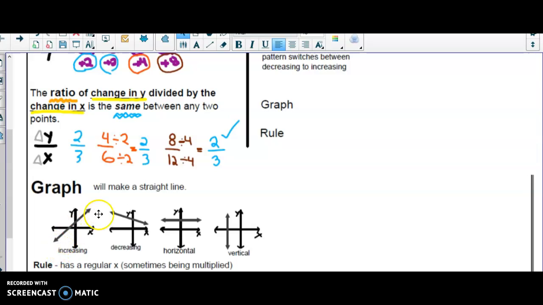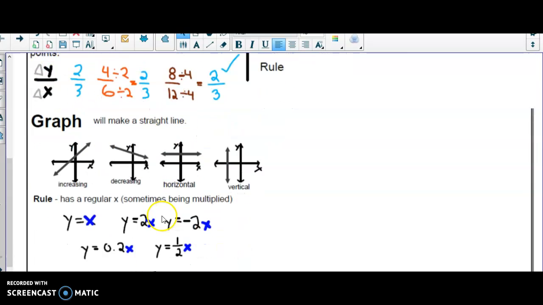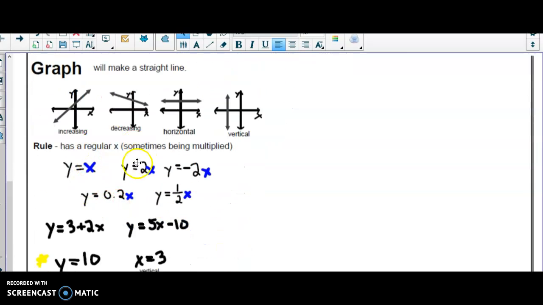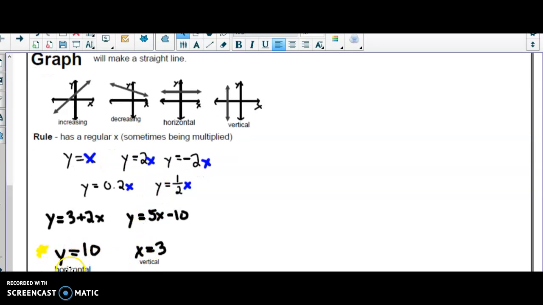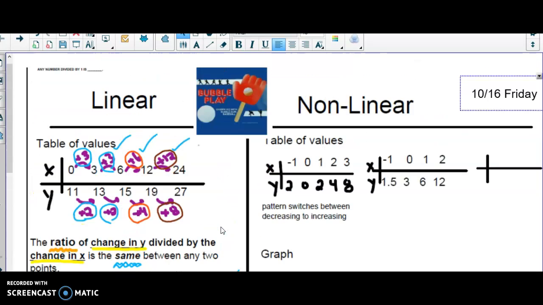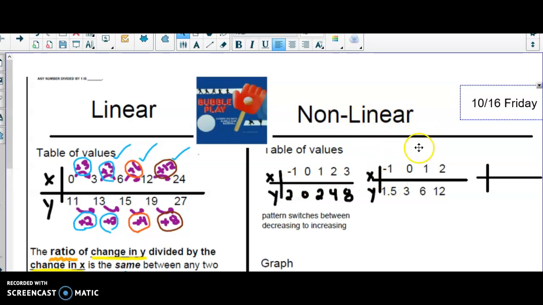The graphs could be increasing, decreasing, horizontal, side to side, vertical, going straight up and down. The equations have a regular x in it, sometimes it's being multiplied, or in a special case, there's no x, it's just y equals a number, and that's for horizontal lines. Last, we talked about examples of nonlinear equations, and we're going to be building and adding to this.